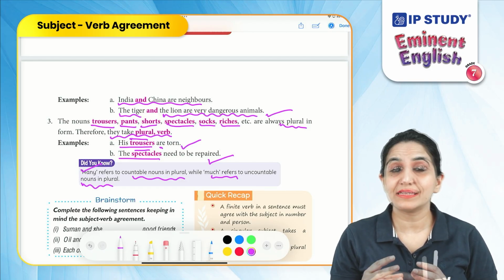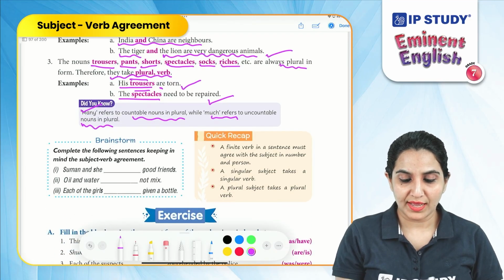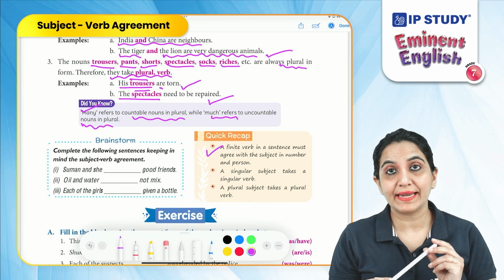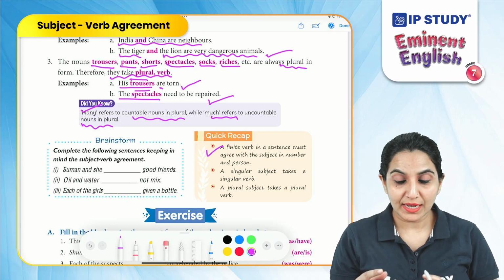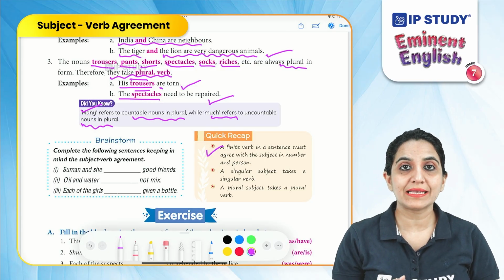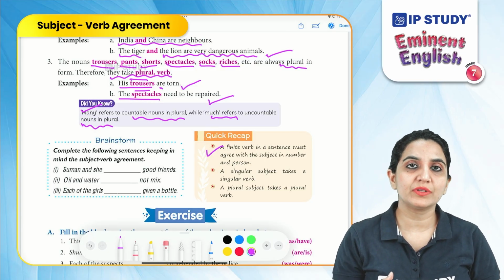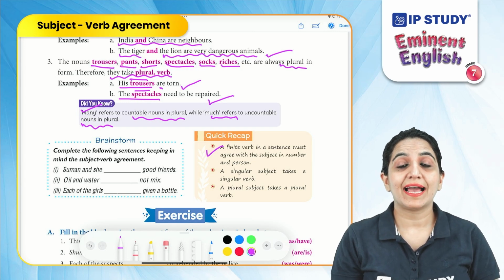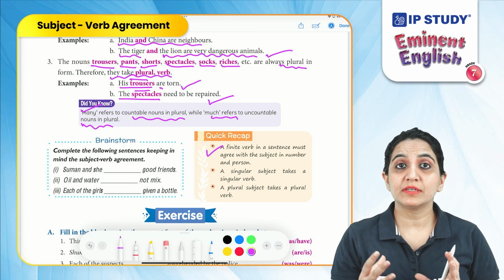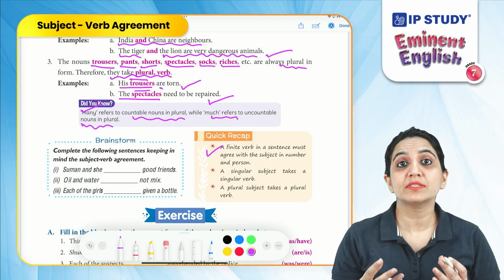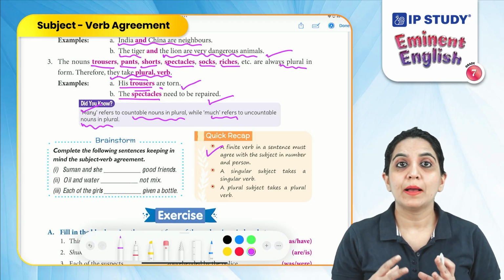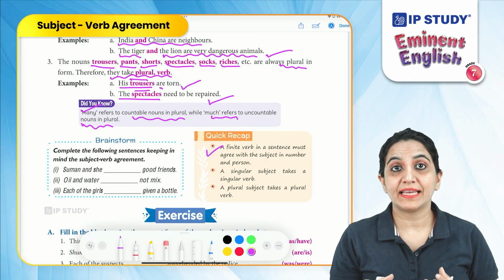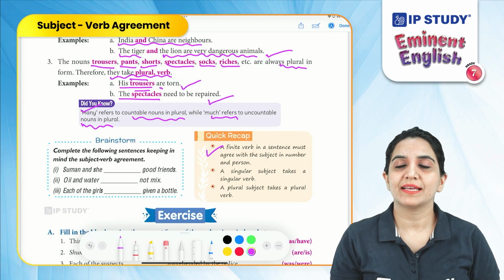Before we end this lesson, let us do a quick recap. A finite verb in a sentence must agree with the subject in number and person. A singular subject always takes a singular verb and a plural subject always takes a plural verb. And we studied a lot of subjects that may look singular or may look plural, but they are singular or plural in nature and they take singular and plural verbs respectively.